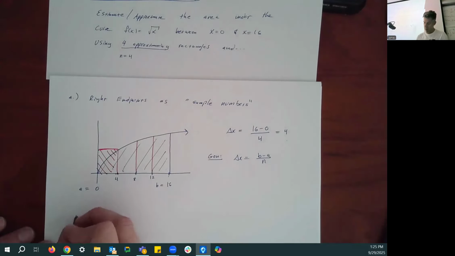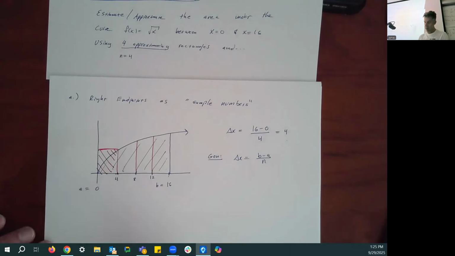So if we start writing our approximation, here's some pretty typical notation. I'm going to call this R4, R for using right endpoints, 4 for the number of subintervals. That's going to be equal to, well, my first rectangle has a base of 4, has a height of whatever I get when I plug 4 into this function. Oh, what's this function again? This function is f of x equal to the square root of x. So when I plug in 4 here, I'm going to get the square root of 4, which, yes, is 2.